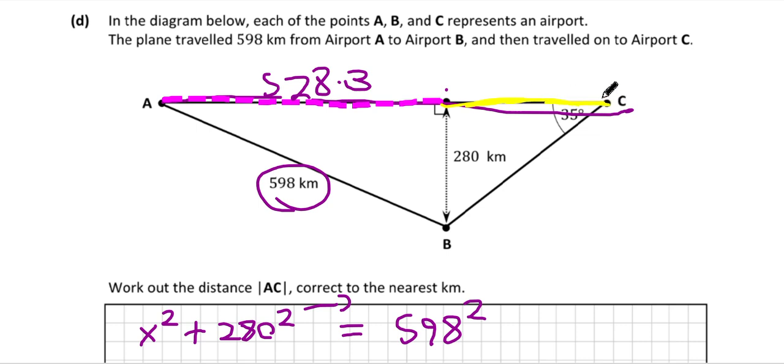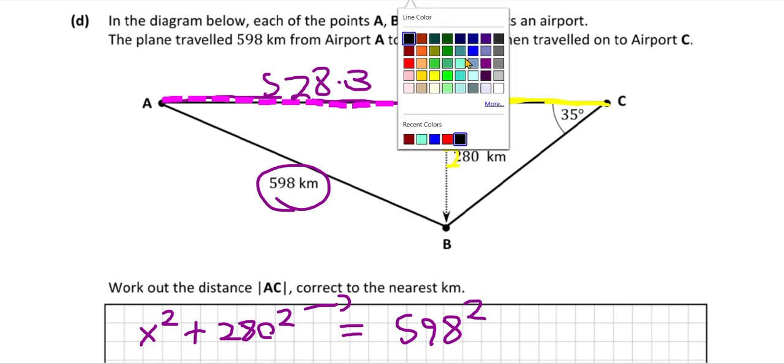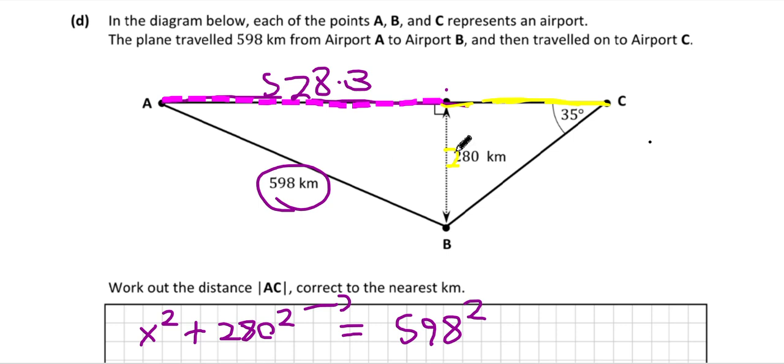See the yellow one? I can't use Pythagoras' theorem to get the yellow one. Why? I only know one length, don't I? I only know the 280. I don't know anything else. So I'm going to call this x now. Everybody see that? That's the adjacent. That's the opposite. What function do you think I should use?